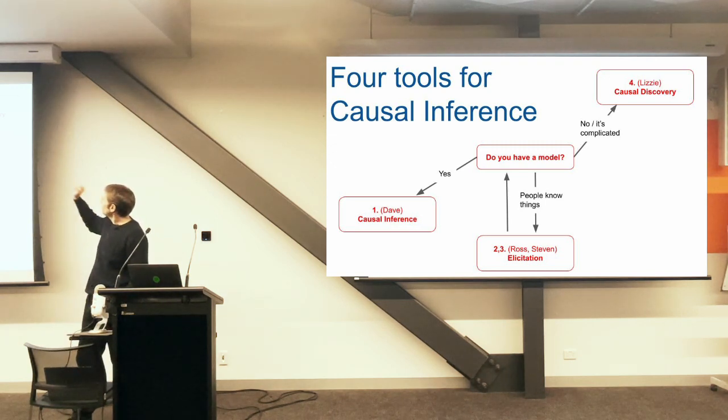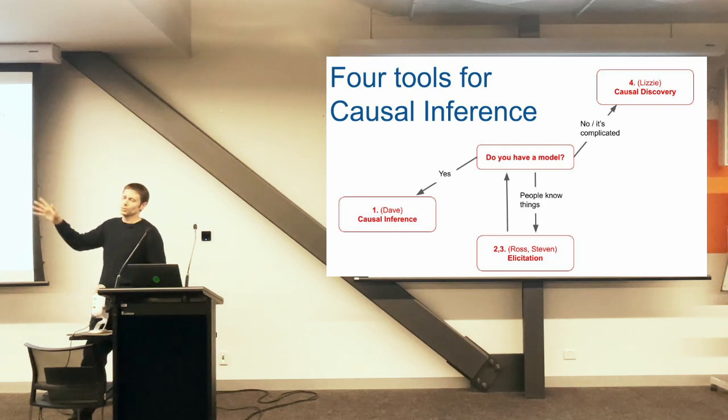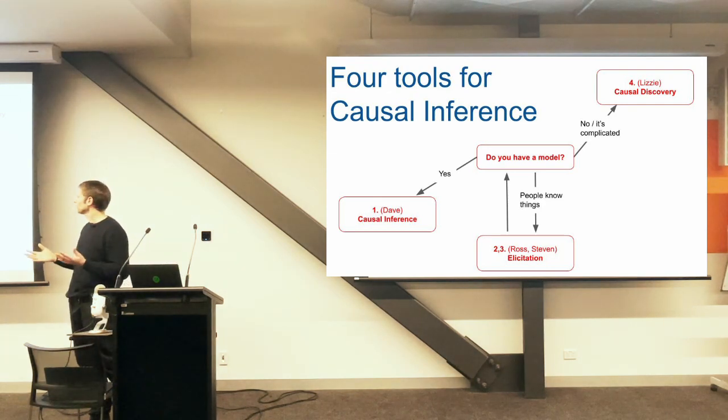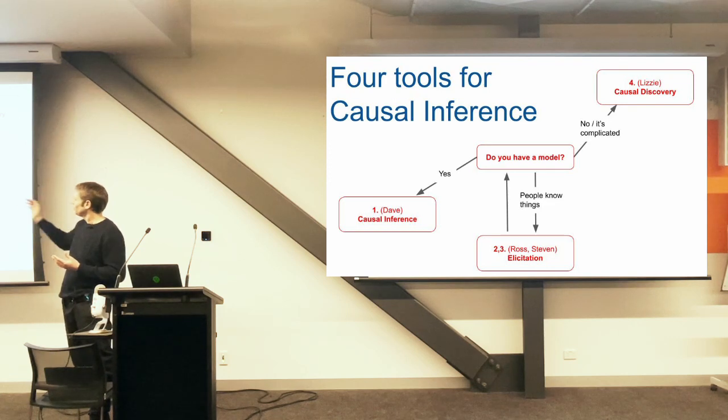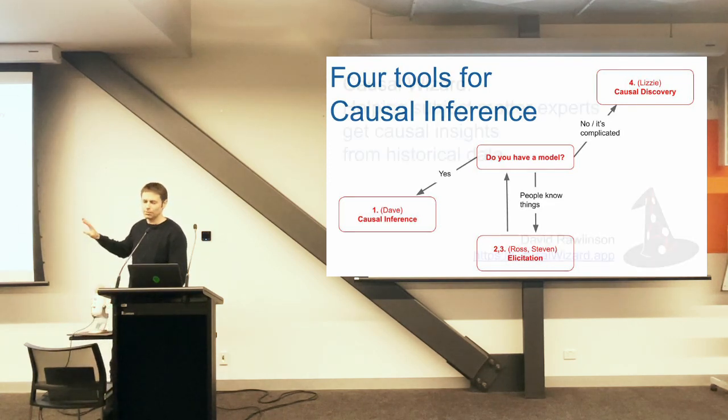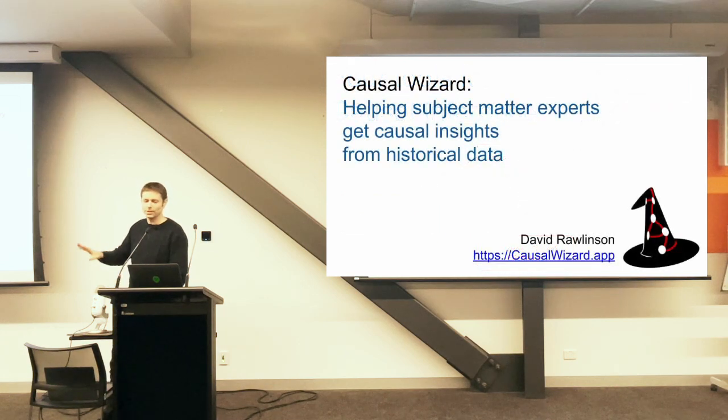If you have a lot of data and the model and the system is extremely complicated, then pretty much your only option is going to be to turn to causal discovery. But either way, somehow you're going to come up with a model, and having come up with a model, you can then do causal inference. And some of those methods come up with their own causal inference tools. There's many tools, but I'm just going to talk about one of them tonight, which is called Causal Wizard.